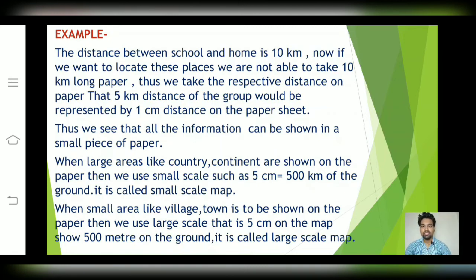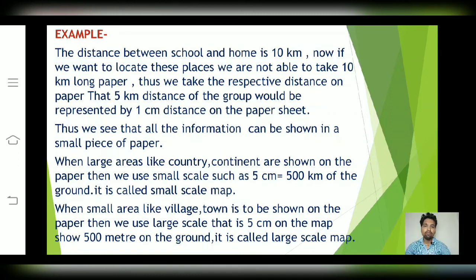Friends, for example, if the chart size is sufficient and we have to locate a small locality, then we have to choose a large scale, because if we do not choose a large scale, the information shown on the paper will be too small. So to observe the information easily, we may enlarge the size of that small area. So we take a large scale.